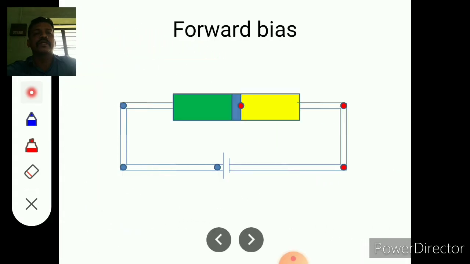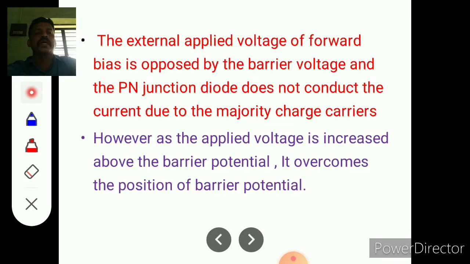The current flows in this PN junction diode, and therefore this barrier potential reduces. The external applied voltage of forward bias is opposed by the barrier voltage, and the PN junction diode does not conduct current due to the majority charge carriers.